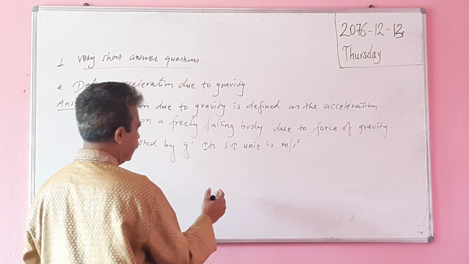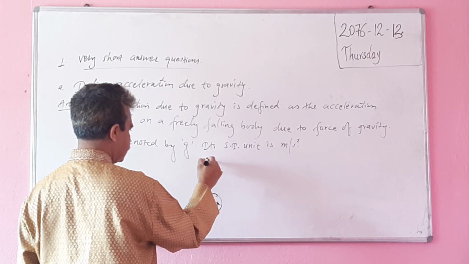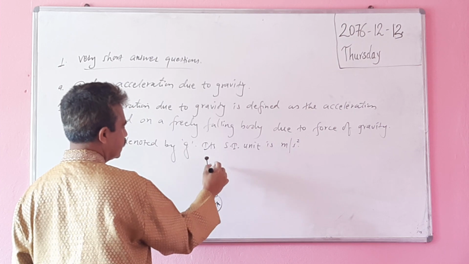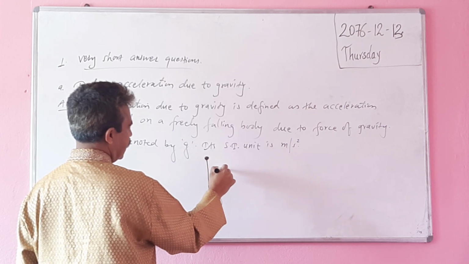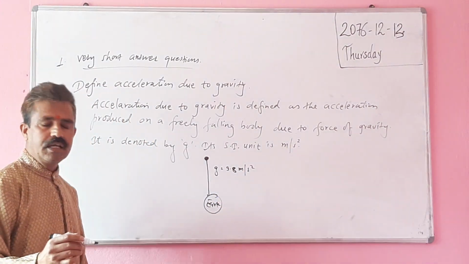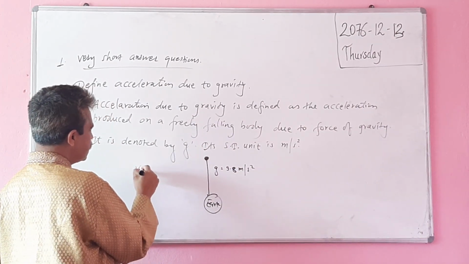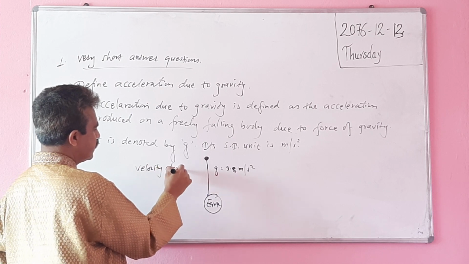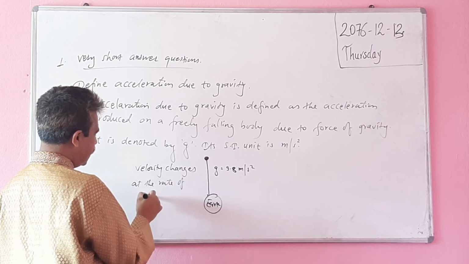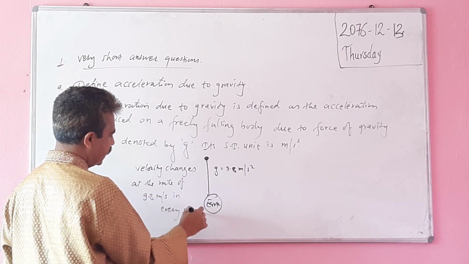If there is any heavenly body, suppose there is Earth, and an object is falling down, automatically what is produced on this object? Small g, whose value is 9.8 meter per second square. It means when it falls down, its velocity changes at the rate of 9.8 meter per second in every second.